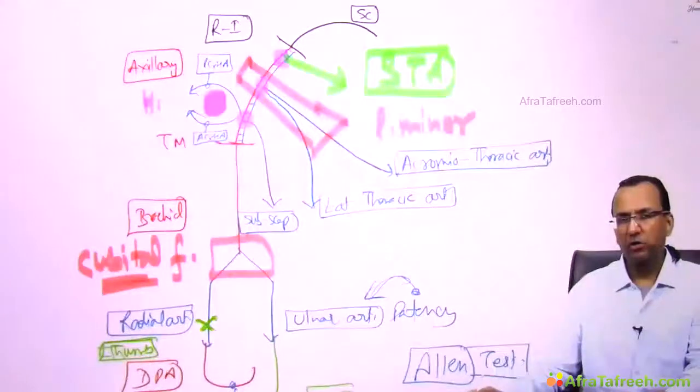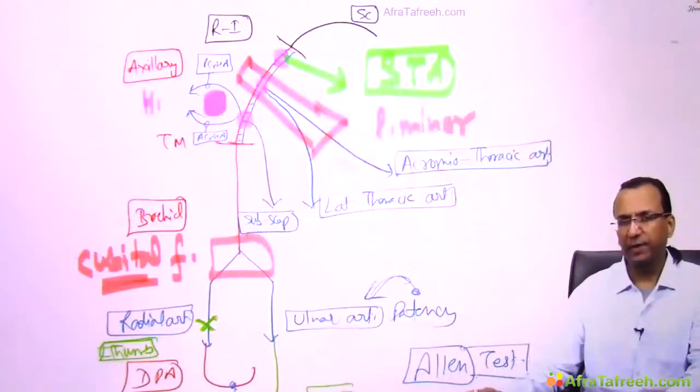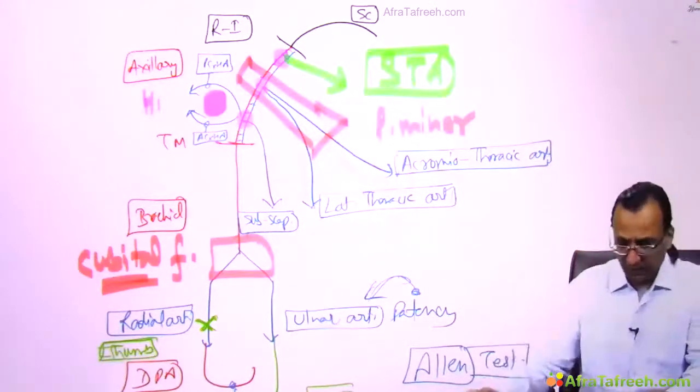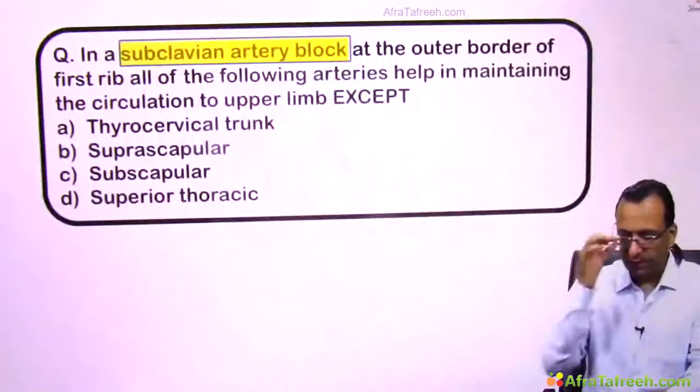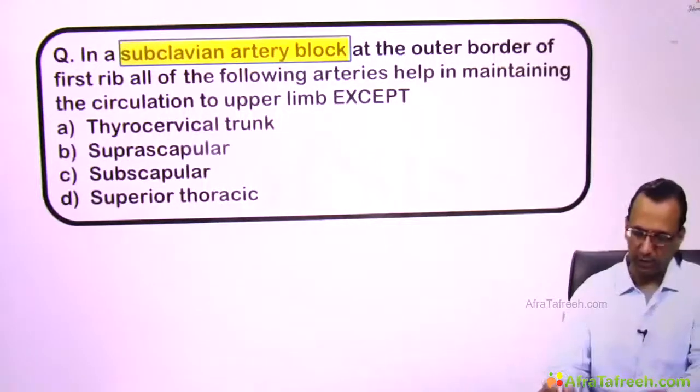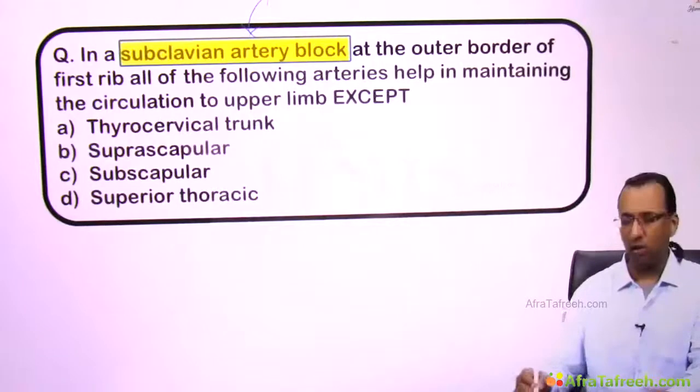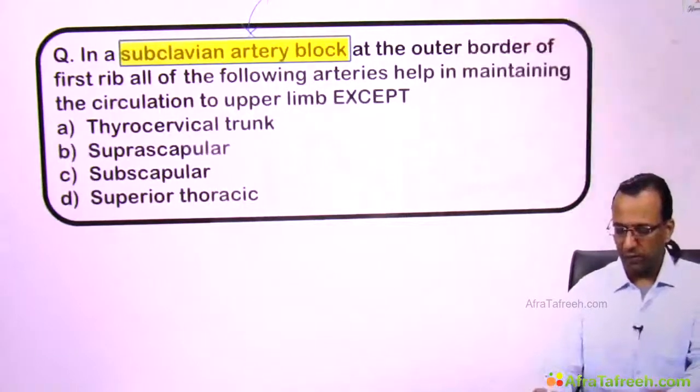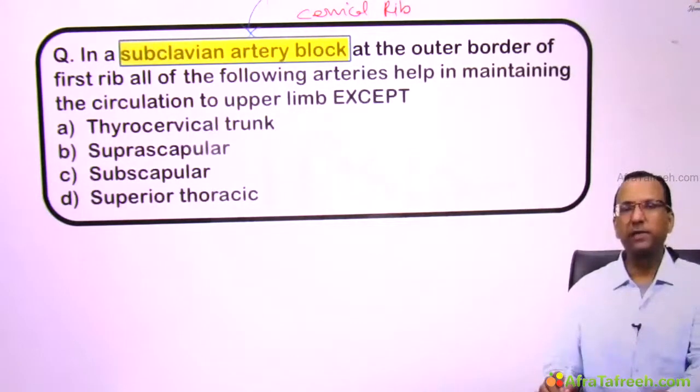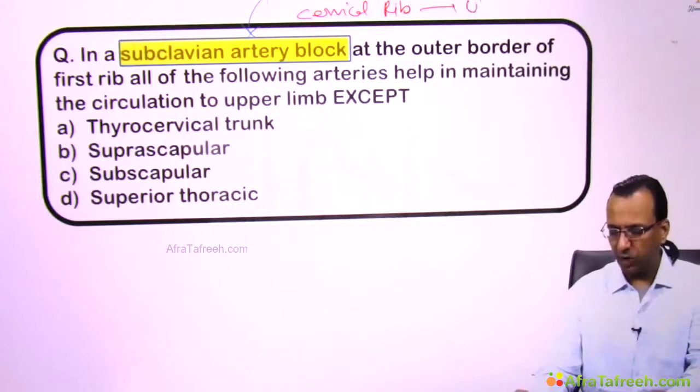Now we are going to talk more about the scapular anastomosis. As we are talking about the scapular anastomosis, we require it because I got a patient with a subclavian artery block. And why is there a block? Because there was a cervical rib compressing the artery. So there is a cervical rib compressing the subclavian artery, leading to upper limb ischemia. Yes, leading to upper limb ischemia.